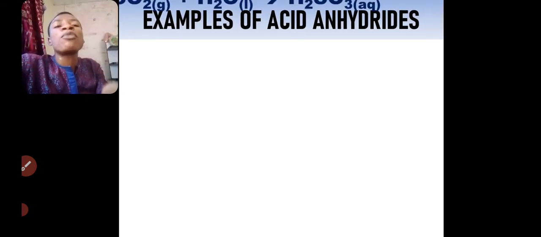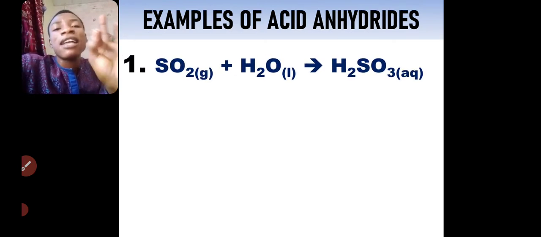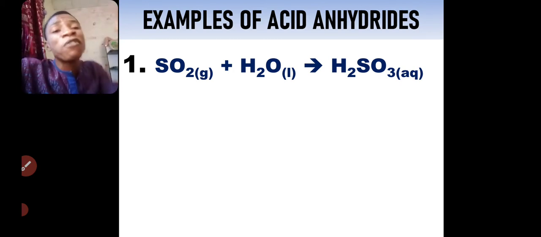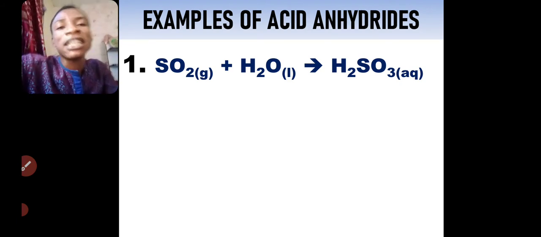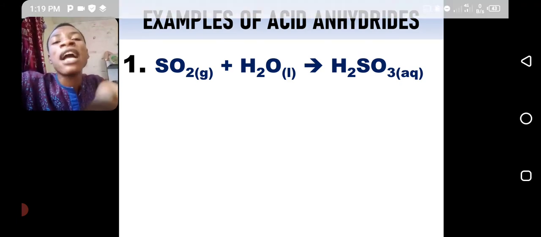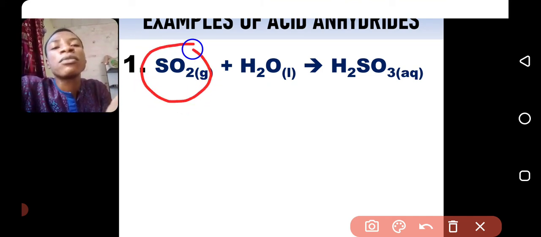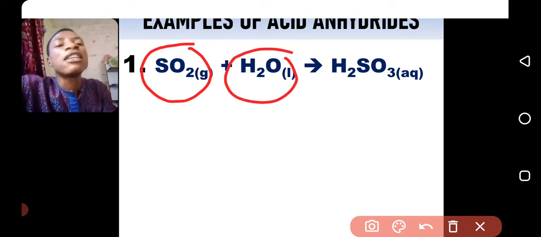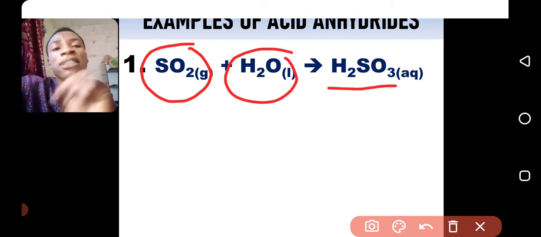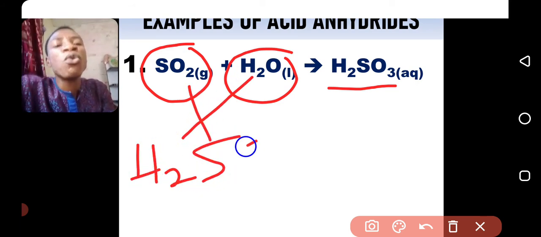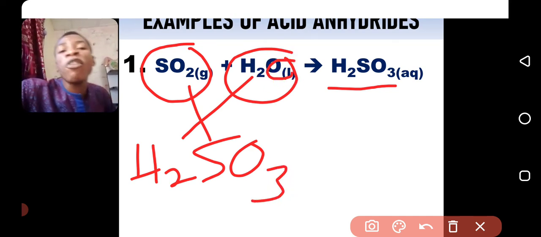Let's see examples of acid anhydride. SO2, that's oxide of sulfur, sulfur 4 oxide. Sulfur is a nonmetal, so the oxide of sulfur will be acid anhydride. They can dissolve in water, and when they do that they form acid solution. See, SO2 dissolves in water giving you H2SO3. H2SO2 plus 1 making 3. That's how you form that acid.